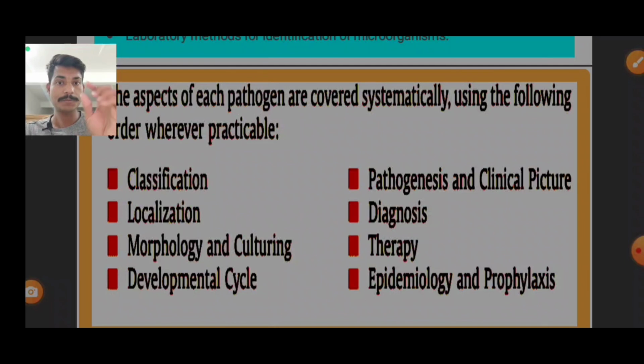Then pathogenesis: how Staphylococcus enters our body and which part they affect. Then their clinical picture, their signs and symptoms, what kind of signs and symptoms are caused by the Staphylococcus. Then their diagnosis, which stain and which culture is necessary to diagnose this bacteria. Then their therapy, which kind of antibiotic is applicable, and where this bacteria is found in a large number. And then prophylaxis: if we do not manage this bacteria, what kind of reactions our body shows.